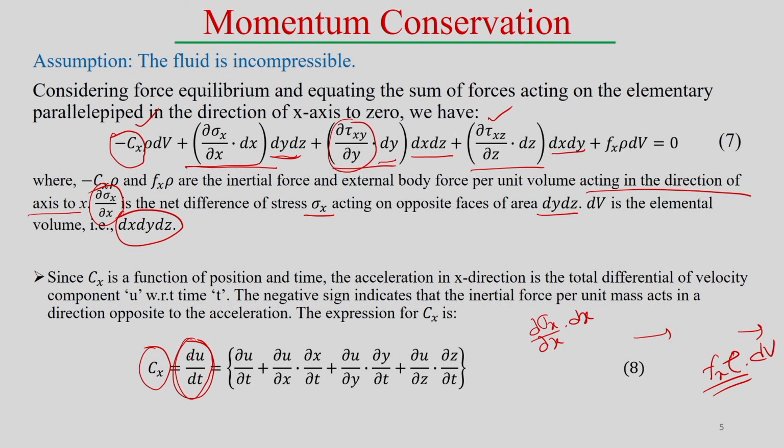Now let us look at this total derivative in the form of partial derivatives. u can be a function of space and time, that is x, y, z and t. From that point we can say du by dt equals del u by del t plus del u by del x into del x by del t. Finally, it is coming as del u by del t also.